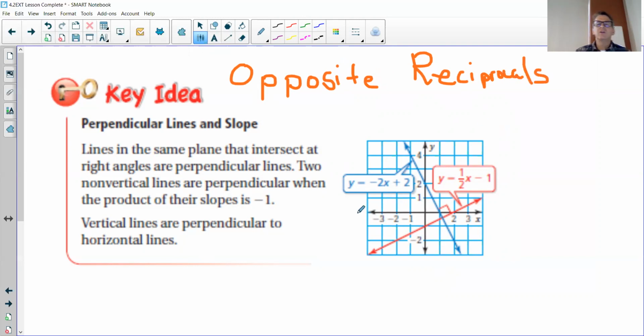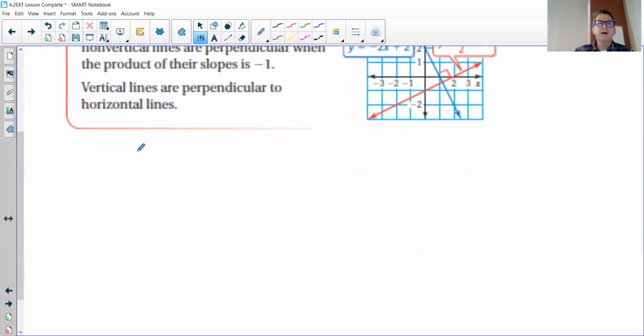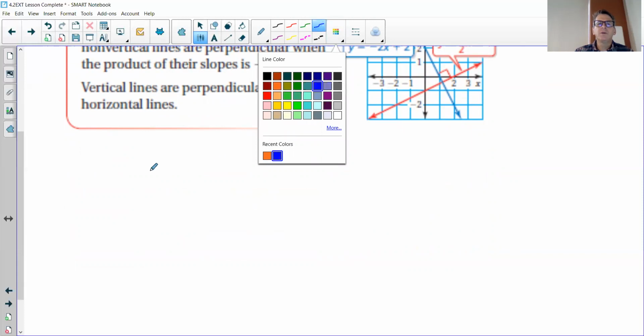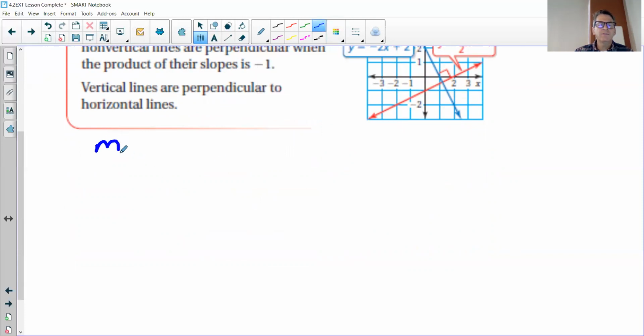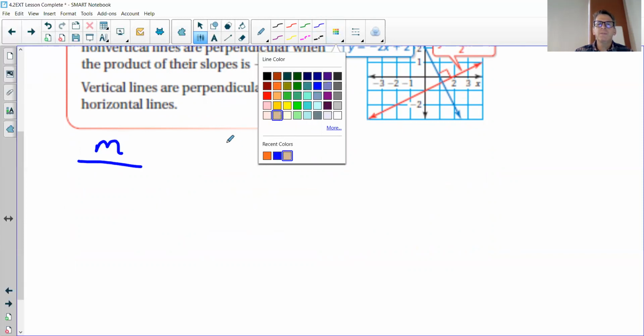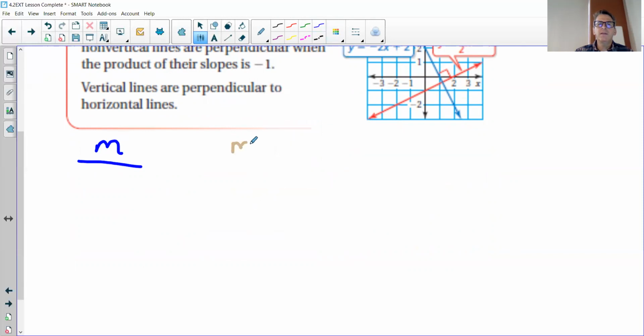Opposite reciprocal slopes. Let's walk through this little exercise on what it means to be opposite and what it means to be reciprocal. Hypothetically, I have two lines. I have a blue line, or whatever color that is. I know I struggle with colors. And over here I have a green line, maybe mint. I'm not really sure. But let's say these two lines are perpendicular. We're told that they're perpendicular.